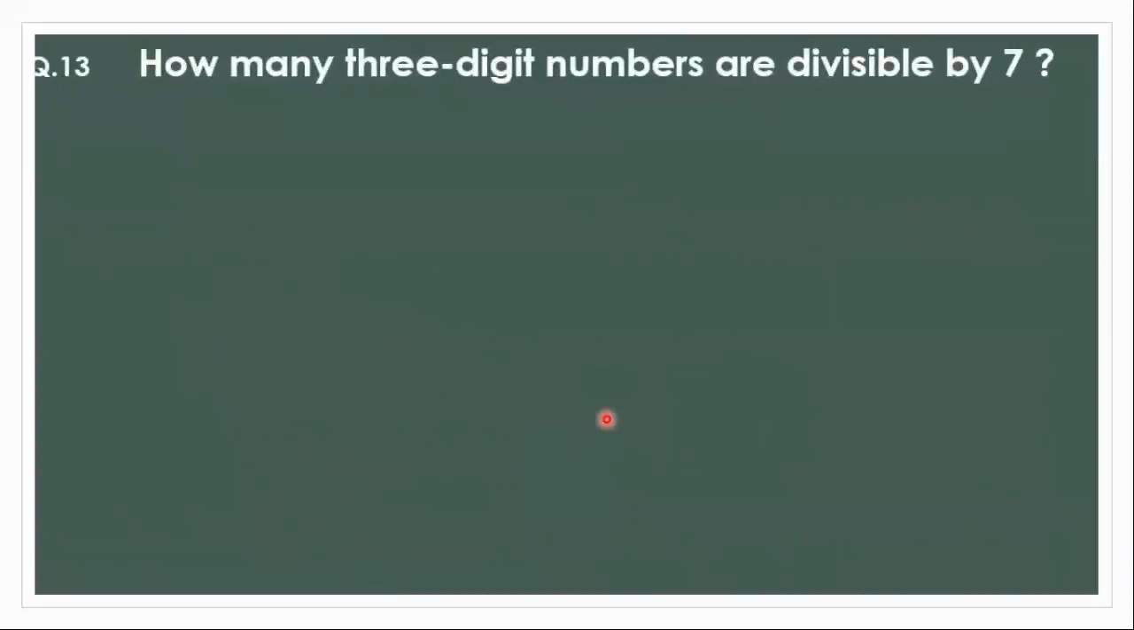How many 3-digit numbers are divisible by 7? So children, which is the least 3-digit number? Divyansh, try to understand my question. Which is the least 3-digit number? 100. You just take 100 and divide by 7. It will not come. What is the remainder you're getting? Tell me.